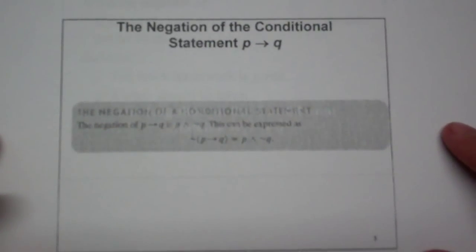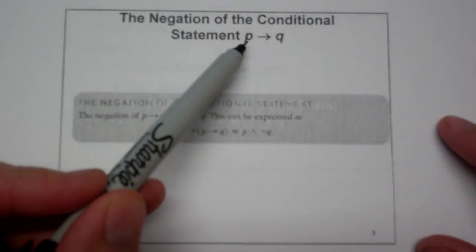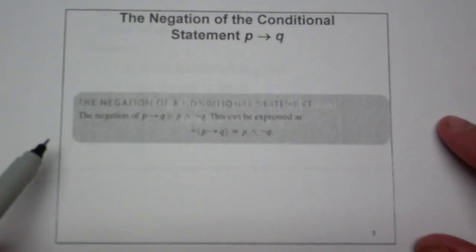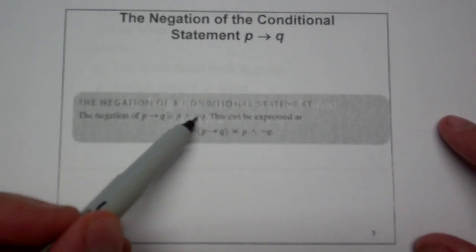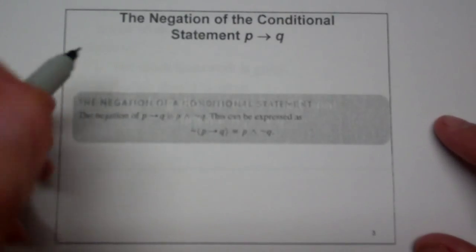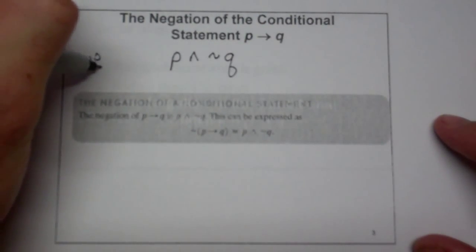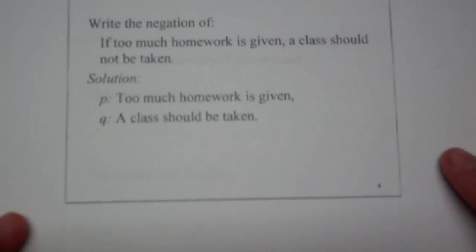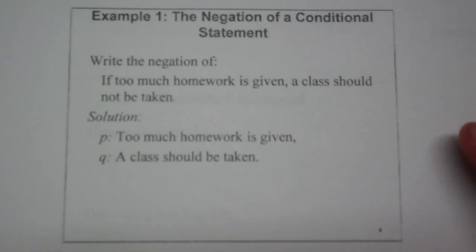Okay, so for the negation of a conditional statement, remember the conditional statement is P implies Q. And the negation of that is P and not Q. So the negation of the conditional statement is P and not Q, and that makes this happen. It's pretty straightforward. So what we want to do is write the negation of a conditional statement.